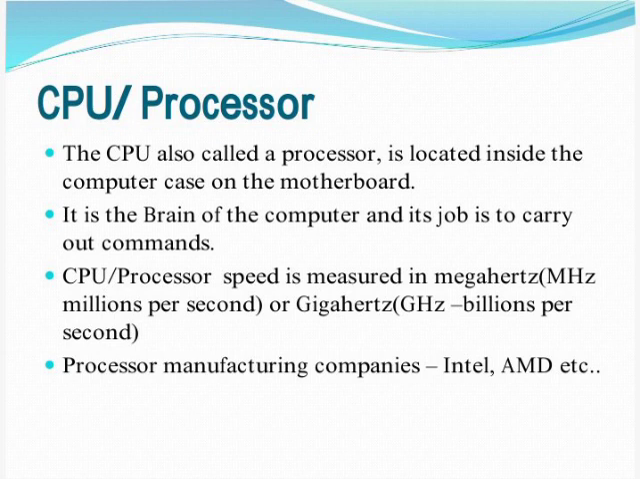Next, the CPU processor speed is measured in megahertz or gigahertz. Just as human speed is measured in kilometers, the processor speed is measured in megahertz or gigahertz. Megahertz means millions per second. Gigahertz means billions per second. Among processor manufacturing companies, there are many, but two are very familiar: one is Intel, another one is AMD. Clear students?